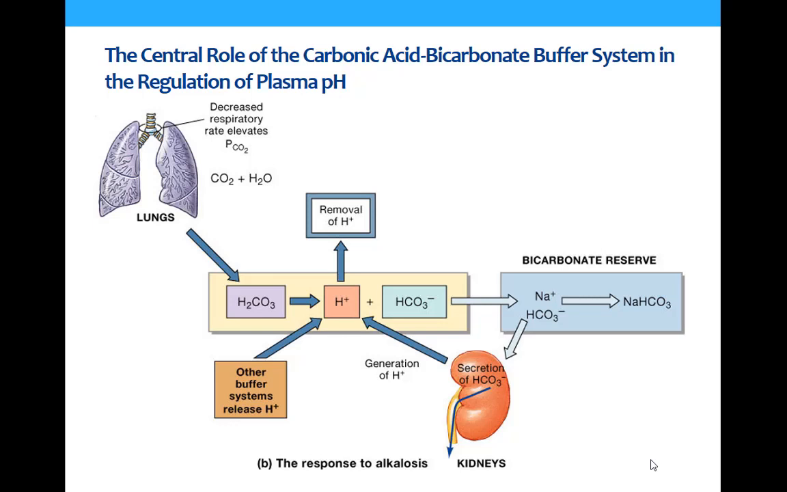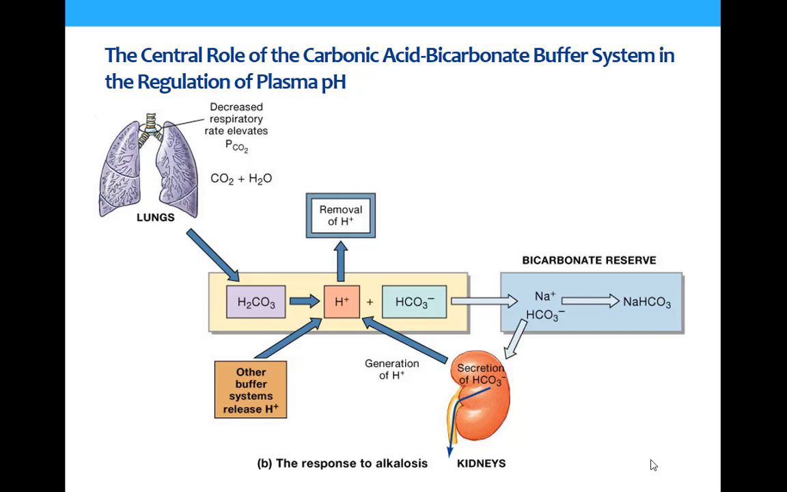The respiratory rate will become less. So you will not remove a lot of CO2 from the blood. CO2 will remain in the blood. When CO2 remains in the blood, it will combine with water. It will make carbonic acid. Carbonic acid will break down into H plus and bicarbonate. When you have H plus coming here, the pH will start to go down. Okay. At the same time, the kidneys will now stop reabsorbing bicarbonate. They will actually start secreting bicarbonate.